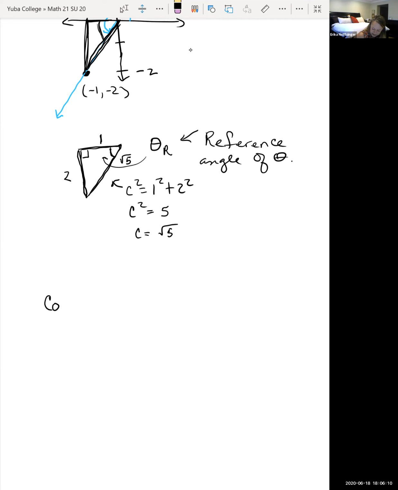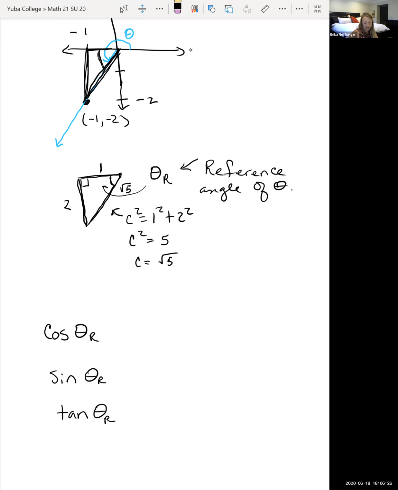Okay, so now we want to look at cosine of theta sub r, sine of theta sub r, tangent of theta sub r. Cosine is adjacent over hypotenuse. The adjacent, which is the side that is sandwiched with this angle but not the hypotenuse, is 1, all over the hypotenuse, which we just found to be square root of 5. If I rationalize the denominator, I would get root 5 over 5. Think of the reciprocal function. Let's just do that real quick. Take the reciprocal before you rationalize the denominator so you don't have to re-rationalize. If I took the reciprocal of 1 over root 5, that just gives me root 5.